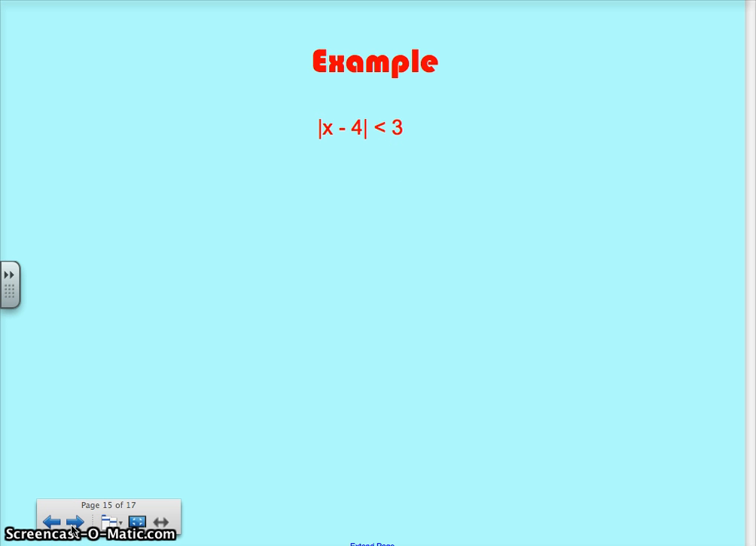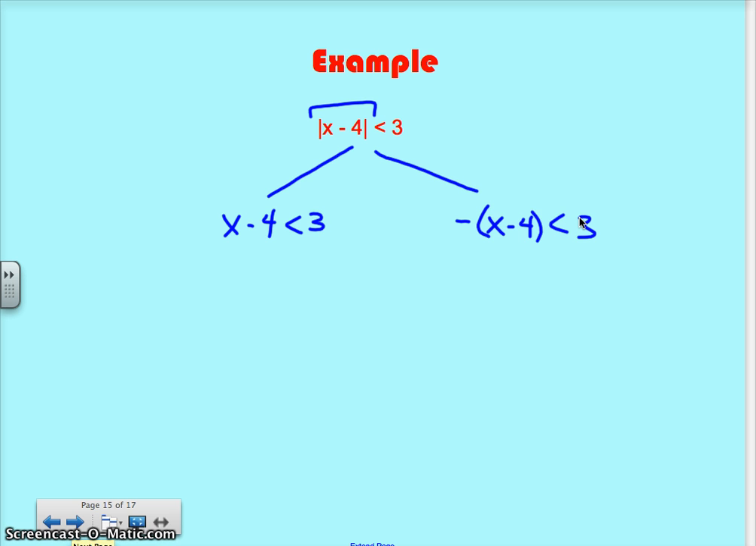Last one, or third last one here is |x minus 4| is less than 3. Alright, same thing. We already got this isolated here, so we're good there. Let's set up these two equations. I have x minus 4 is less than 3. And then I have negative times x minus 4 is less than 3. Okay, so just like we did before, let's go ahead and start on the left-hand side. I'm going to add 4 here, add the inverse.